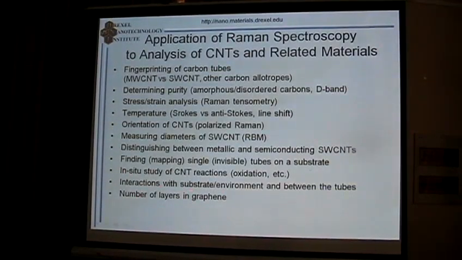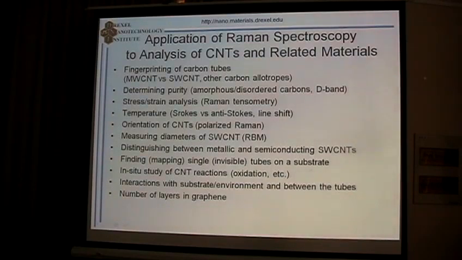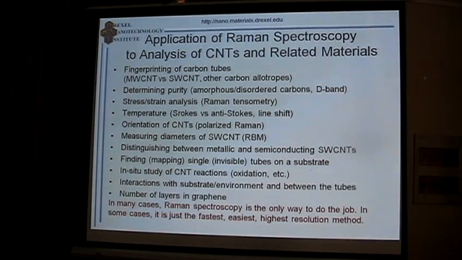And you can investigate interaction with the substrate, because suspended single-wall nanotubes and single-wall nanotubes on a substrate will give you a different spectrum, because you affect vibrations of this tube, and you can also draw some conclusions. And you can even determine the number of layers in graphene. And moreover, it's probably the only accurate way to determine the number of layers of graphene here. So, in many cases, Raman spectroscopy is the only way to do the job. In some cases, it's just the fastest, easiest, highest resolution method.